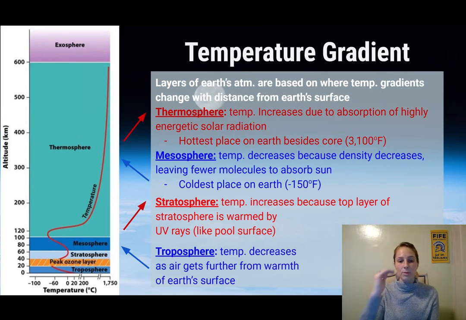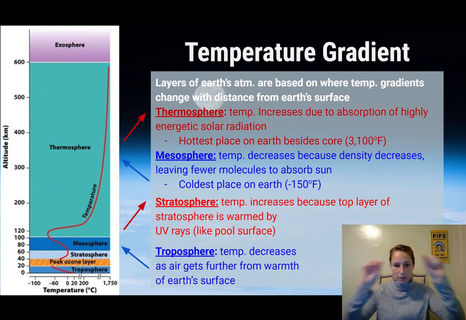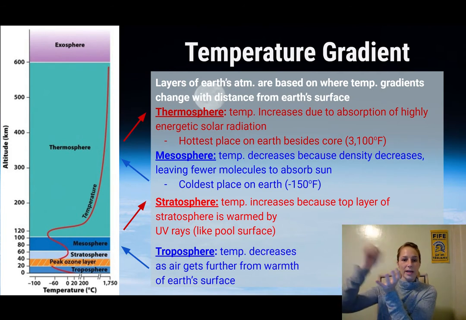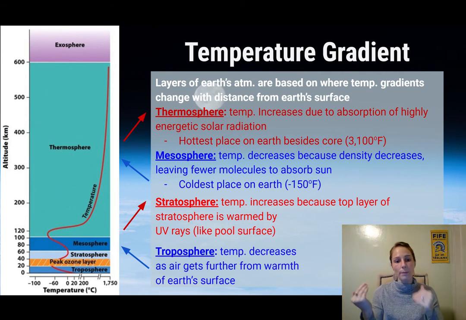Then the next layer, we're going to get to the stratosphere. And at this layer, as we go up in altitude, temperature is going to be increasing. And this is because the top layer of the stratosphere is warmed by UV rays. So think like the very top little layer of a pool is going to be warmer, because it's closer to the rays and it's actually getting those rays warming it. So that's why in the stratosphere, as the altitude increases, temperature is also increasing.